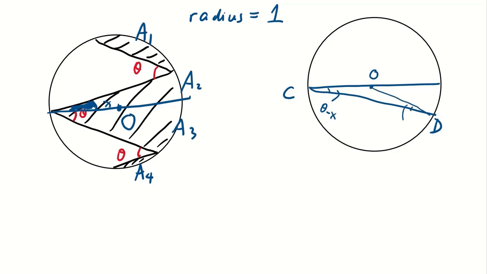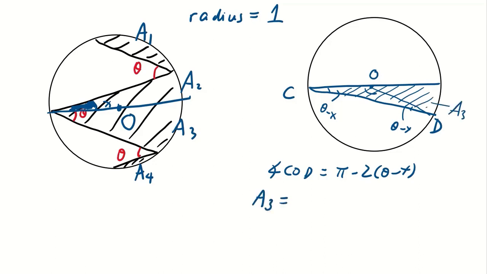And therefore this is also theta minus x. So the angle COD will be equal to pi minus 2 theta minus x, similar to what we have just now. So the area of A3 will equal the area of half of the circle, that is pi over 2, minus half theta minus sine theta.